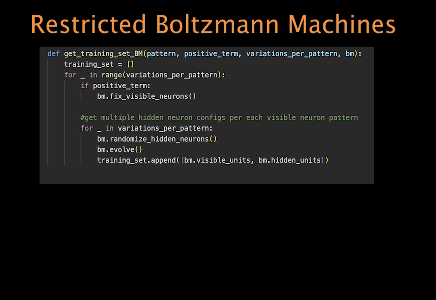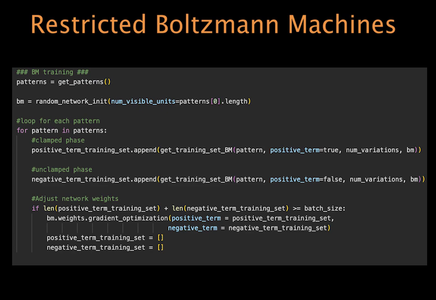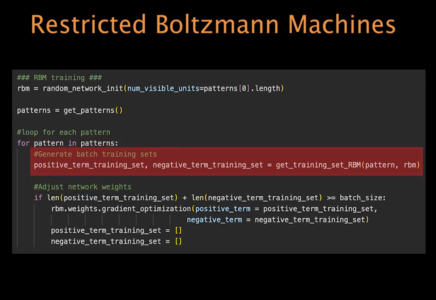This means that our training process no longer needs to have an inner loop, which iterates many times to get variations of hidden states for each pattern. It also means that instead of having separate positive and negative training set generation phases, we can actually combine the two into one. Let's look at an overview of the RBM's training algorithm.